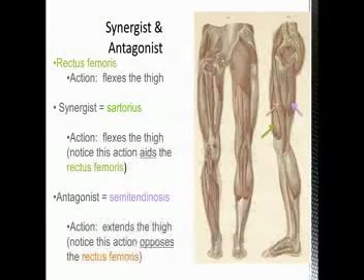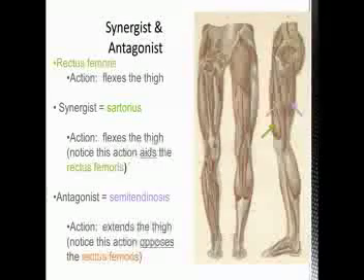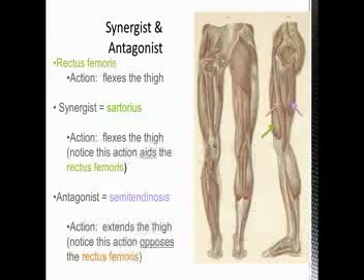So action of it, flexion of the thigh. Notice this action aids the rectus femoris. They're both flexing the thigh. The antagonistic muscle here is the semitendinosus. It's a hamstring muscle, if you recall. Its action is extension of the thigh. Look at that now in terms of it actually opposing what the original action was doing, which was flexion there. So this is just another example of synergist versus the antagonist muscle. Hopefully you guys realize that the rectus femoris would be considered our prime mover in this case here.